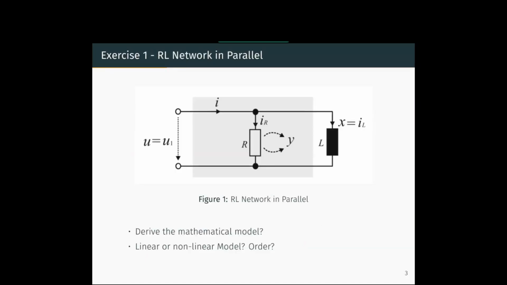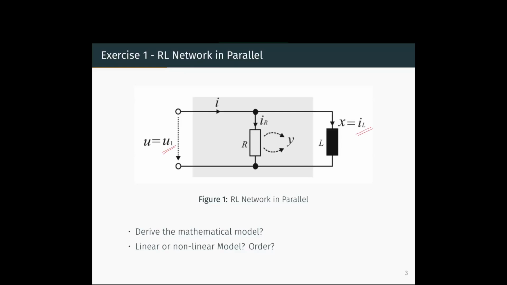As a first example, we will derive the mathematical model of an RL network in parallel. A basic electrical system consists mainly of resistors, inductors, and capacitors, apart from the voltage source. Here we consider a resistor and an inductor kept in parallel. R is the resistor and L is the inductance. In most cases, they will specify the inputs and the output. Here, the input is the supply voltage U1, and the output is the current through the inductor, IL. IR is the current through the resistor and I is the total current.